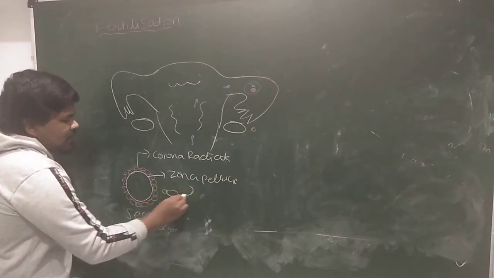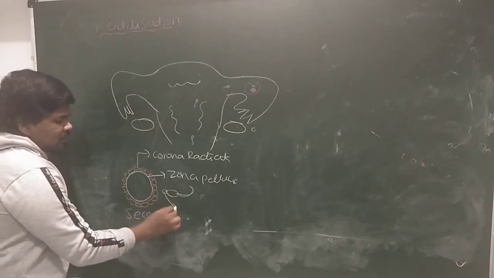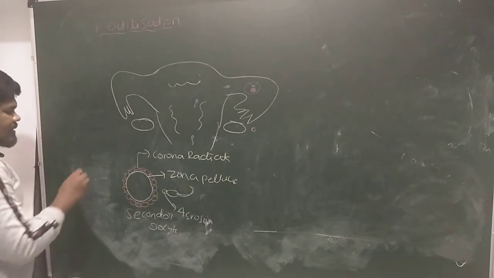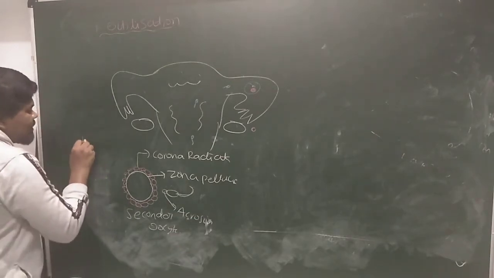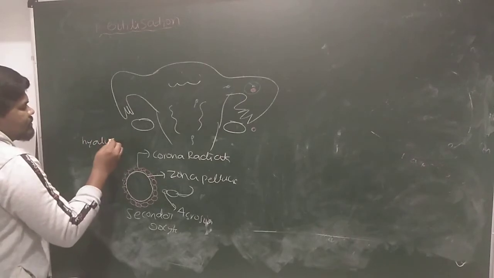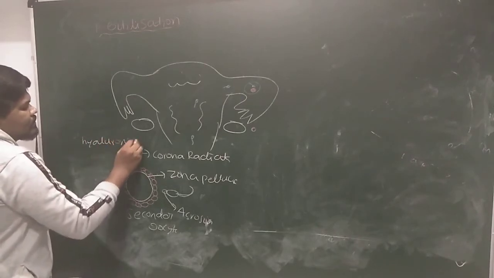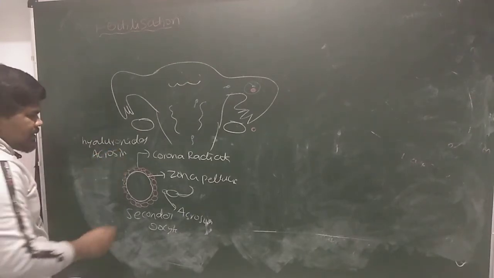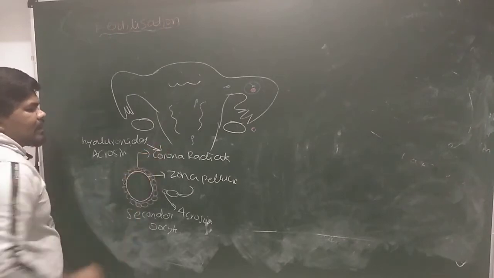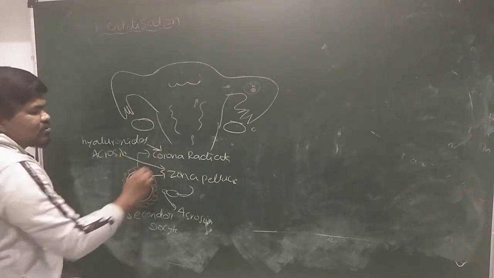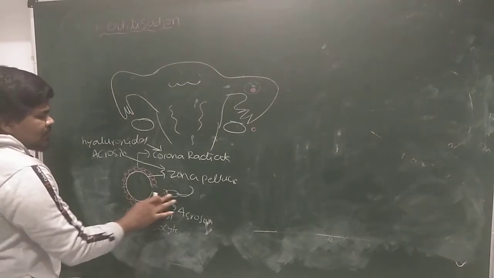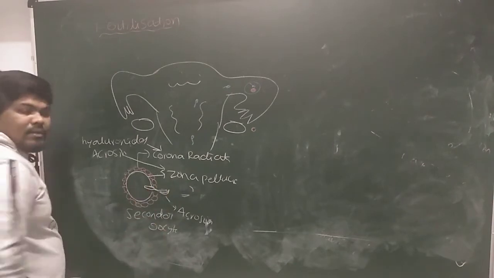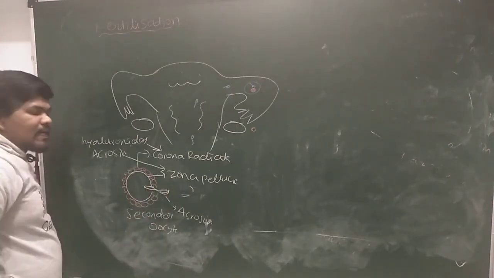Okay, this is the sperm. When the sperm reaches the ovum, the acrosome, this is the acrosome of the sperm, will release mainly two enzymes: hyaluronidase, next acrosin. The hyaluronidase enzyme can cleave the corona radiata. Next, the acrosin enzyme can cleave the zona pellucida. After that, what happens? The sperm enters into the secondary oocyte. Okay, this is called fertilization.